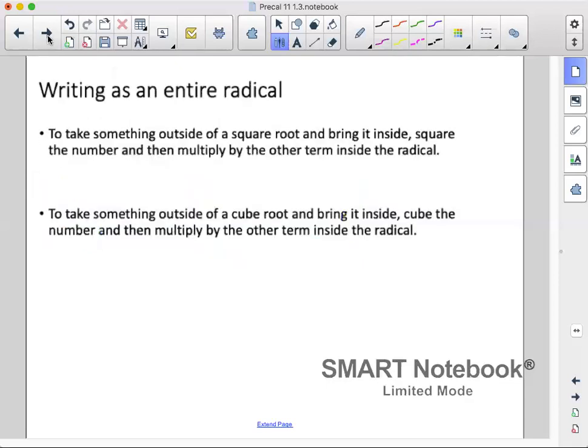Okay, so writing as an entire radical, to take something outside of our square root and bring it inside, we square the number and then multiply it by the other term inside our radical. To take something outside of a cube root and bring it inside, we cube the number that's outside and then multiply it by the term inside our radical.